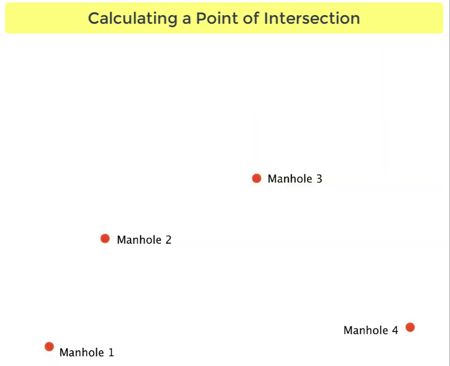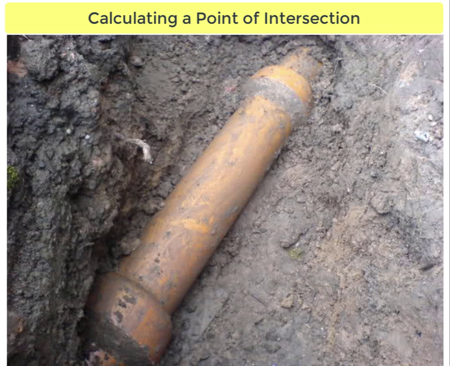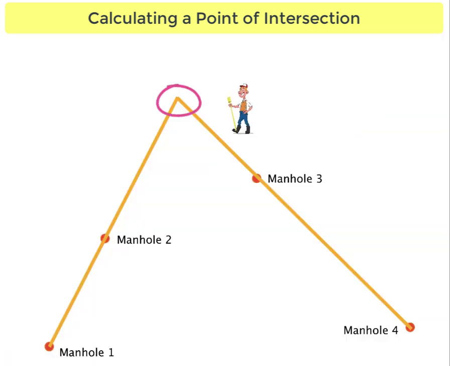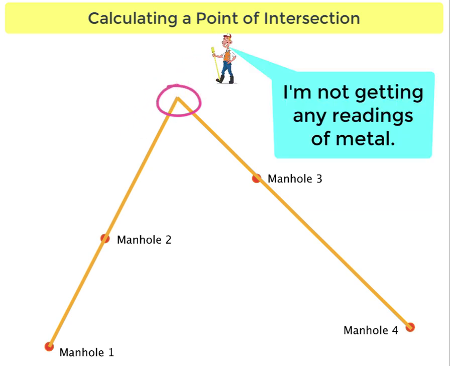In the example, the intersection of two sewer lines must be determined. The sewer line is old. The manhole at the intersection must not have been made with metal, or perhaps there was no manhole when the connection was made. The location of the sewer line intersection cannot be determined by a metal detector.